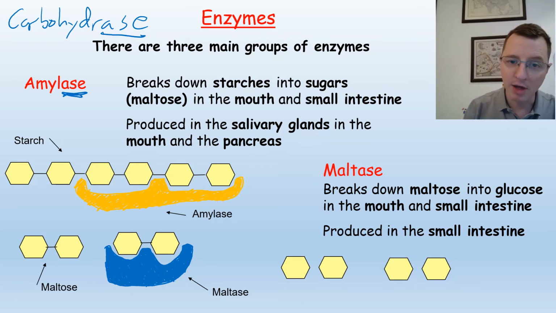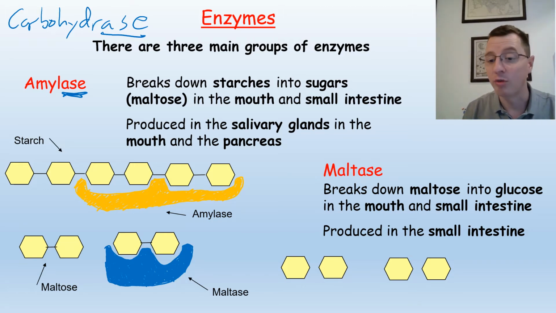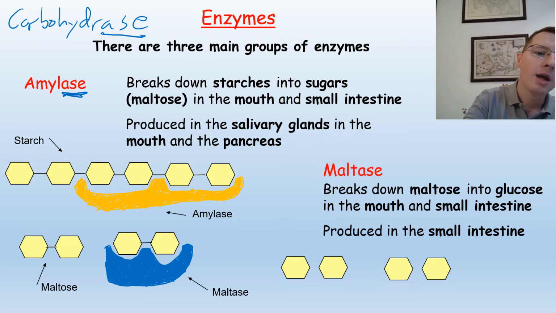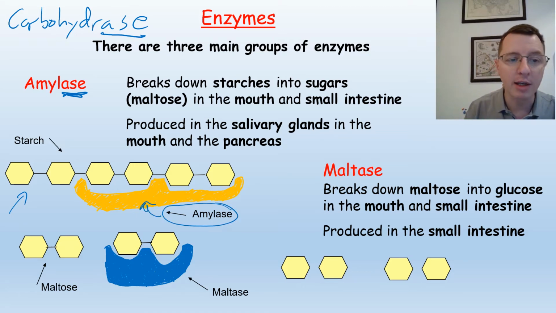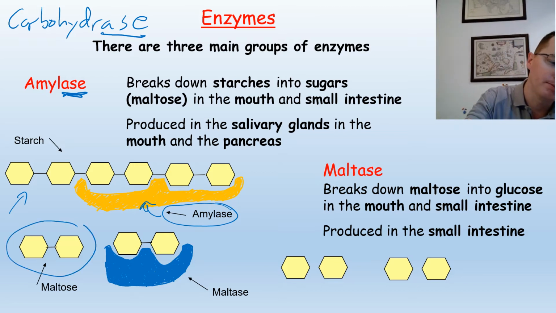This particular enzyme is produced in the salivary gland, in the mouth, and also in the pancreas, and it's found in the small intestine. So here we have our large starch molecule, and we have the amylase here, and that amylase is breaking up this large insoluble molecule into our smaller soluble sugar maltose.